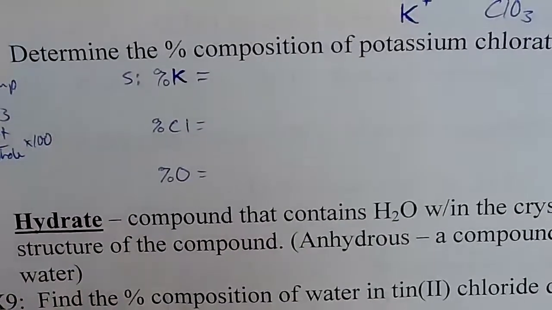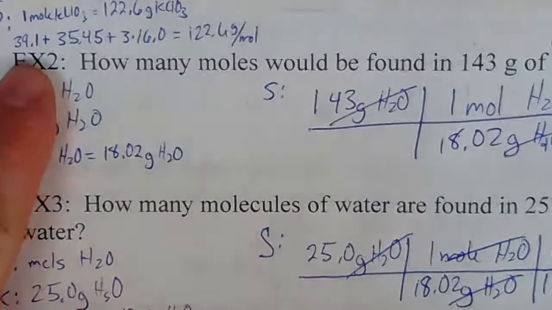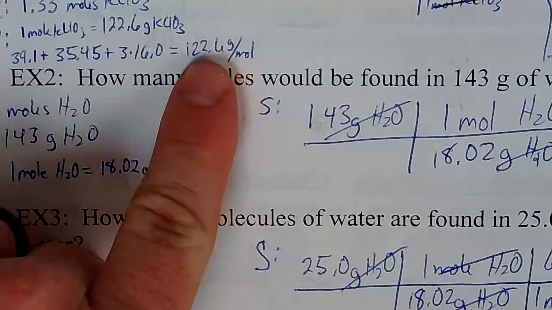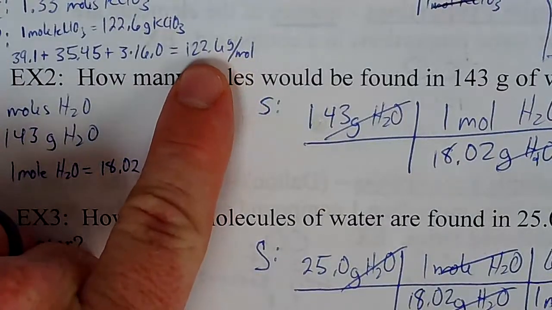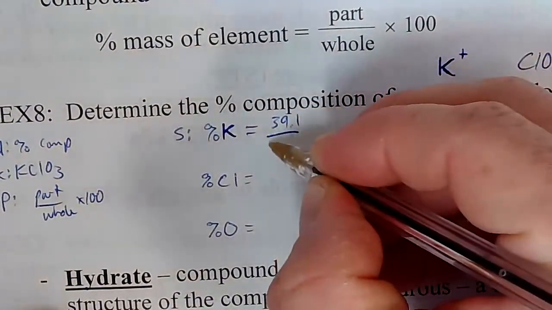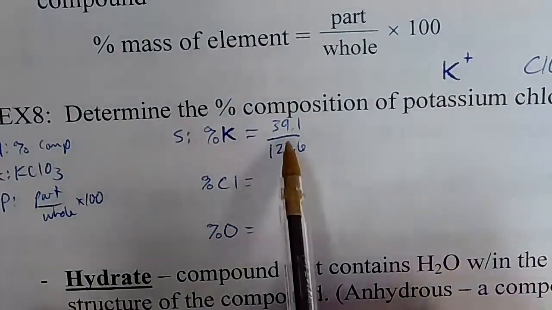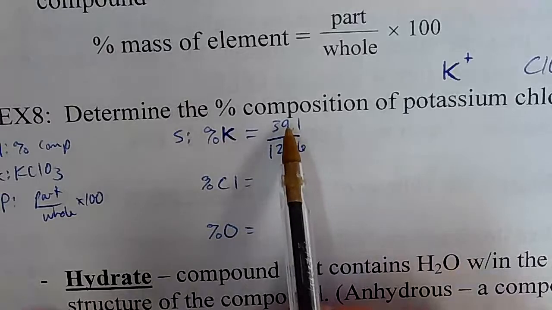Now, when we're doing the part over whole thing, what part of this 122.6 is potassium? 39.1, yeah. So that's the mass of the whole compound, and that's the mass of the potassium in it.